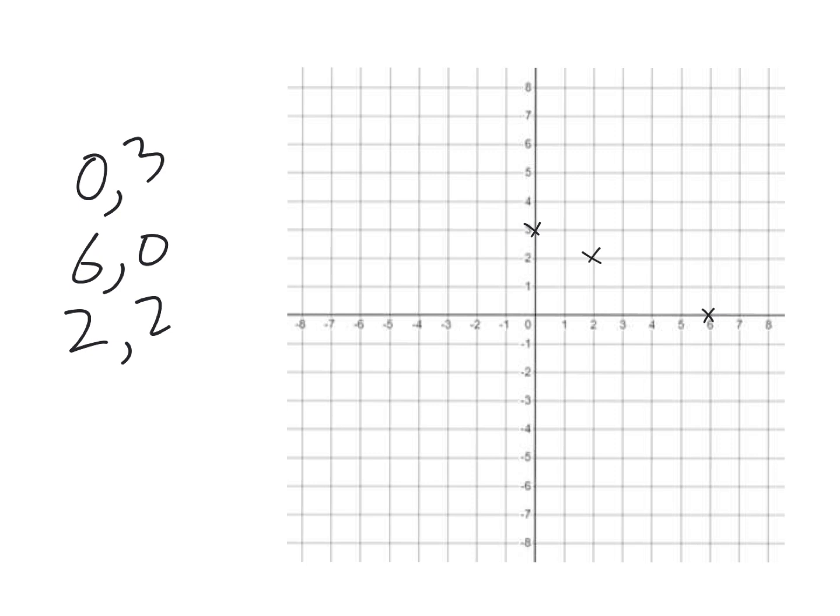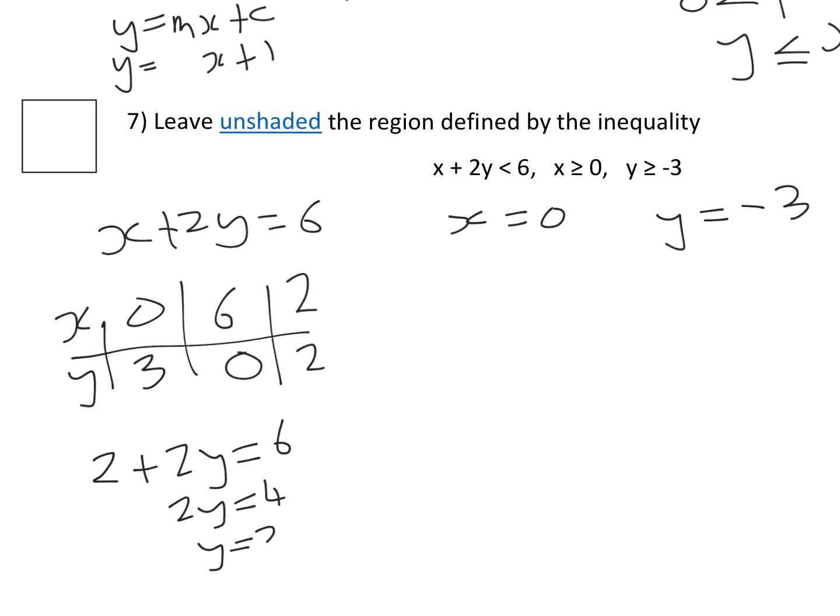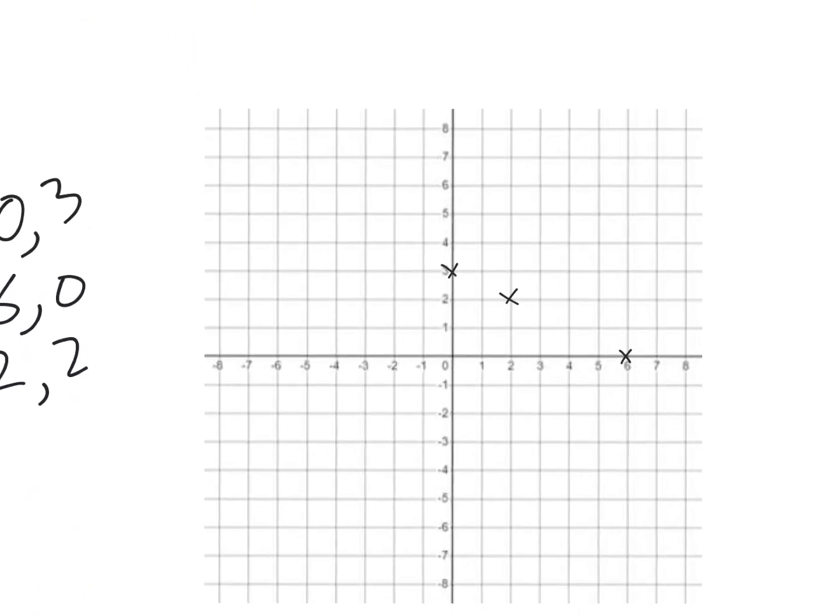Before I draw that line, I need to know is it going to be solid or dashed. The inequality doesn't have equal to, so this line has to be dashed when it goes through those points. Again, make sure you use a ruler. Okay, that's the line x plus 2y equals 6.